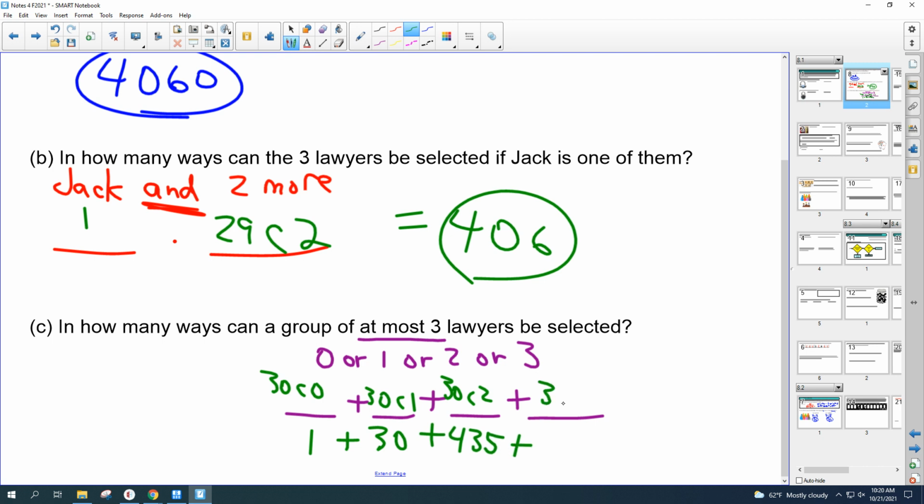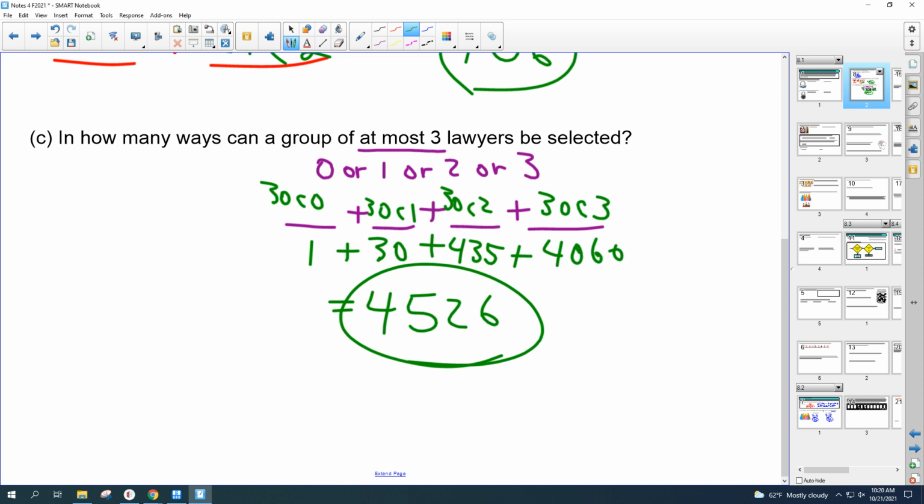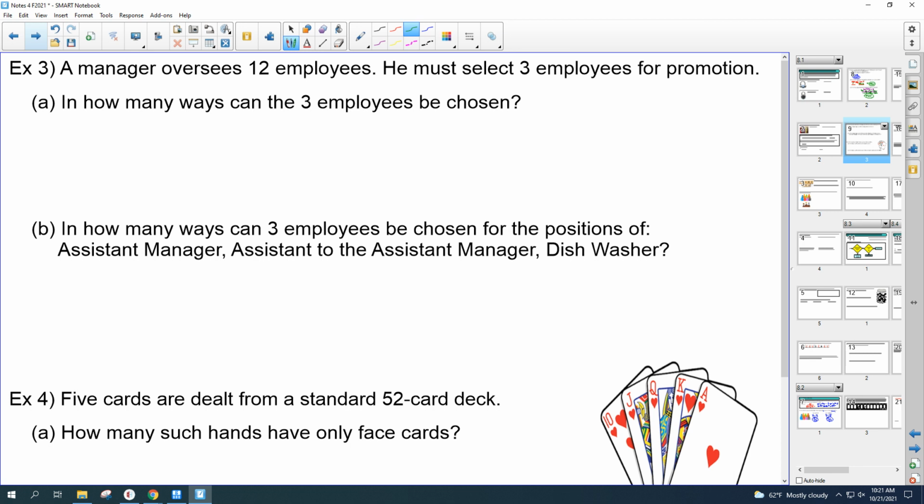And 30 choose 3, we already did that one, right? 30 choose 3 was 4,060. So to answer this question, in how many ways can a group of at most 3 lawyers be selected? Add those numbers together and get 4,526.